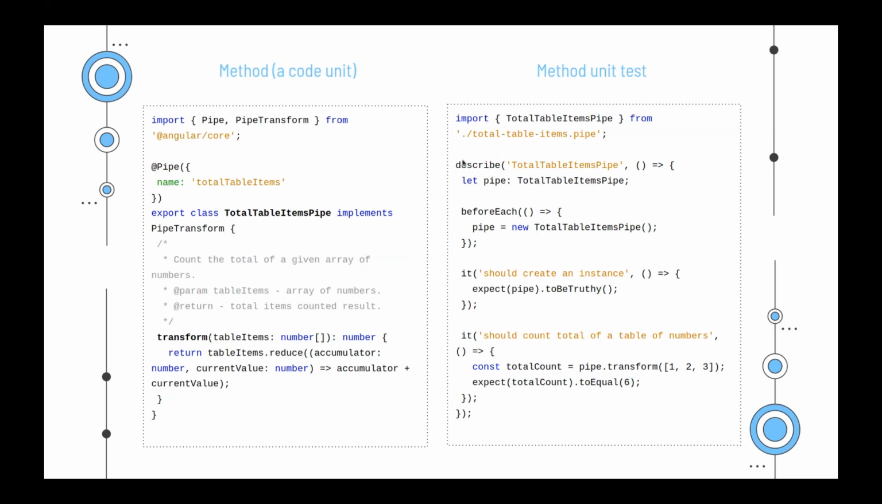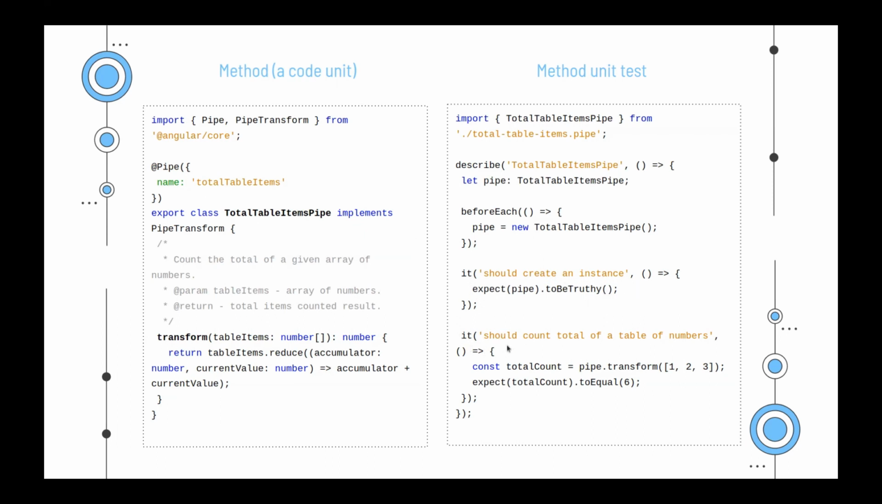We find here the keyword describe. It's what we call a test suite. So this will describe all test cases for this unit, for the total table items pipe. We have here the very first test case. It should create an instance. We mean by creating an instance that our class is instantiatable correctly. So we expect that it will be truthy, so instantiatable.